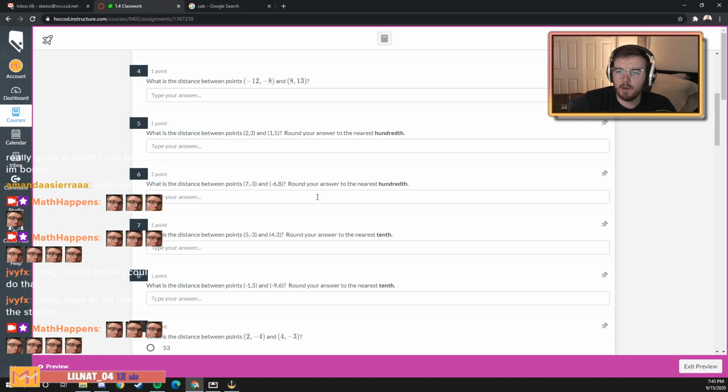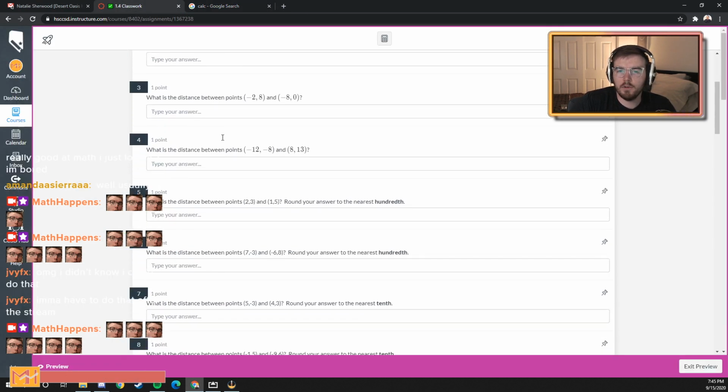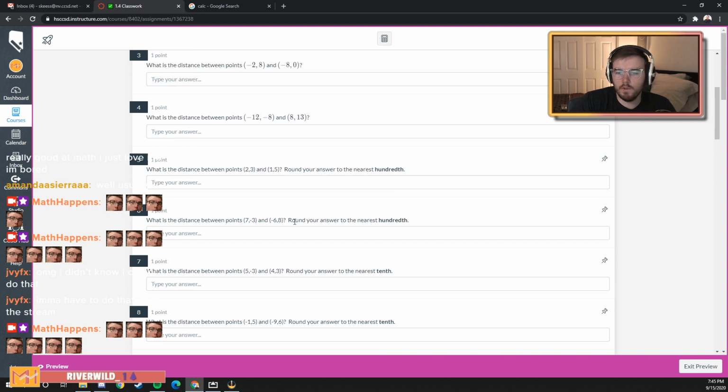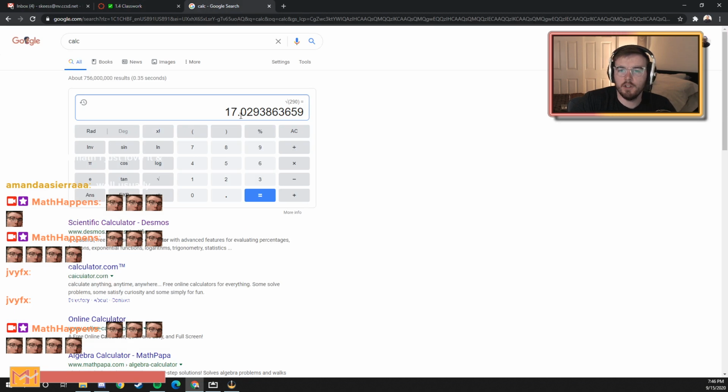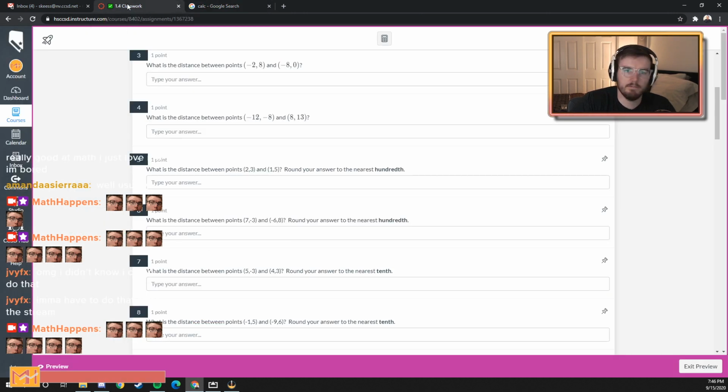The square root of 290 is 17.029. How does it say to round? This one right here says to round to the nearest hundredths. So tenths, hundredths, the 9 rounds that up to a 3. So 17.03.